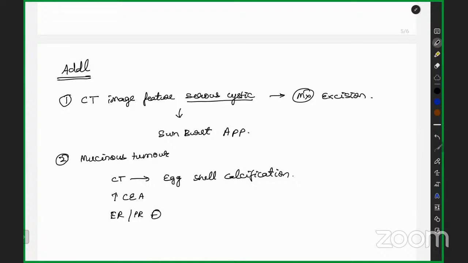This occurs because there is an involvement of the body or tail. So body or tail-like appearance. The body and tail of pancreas is going to be involved. Very good. It is going to be eggshell calcification in mucinous tumors and sunburst in your serous cystic tumors. Very good, Kartika.